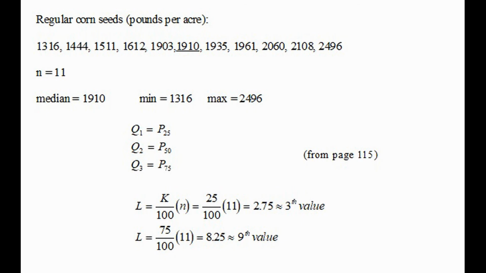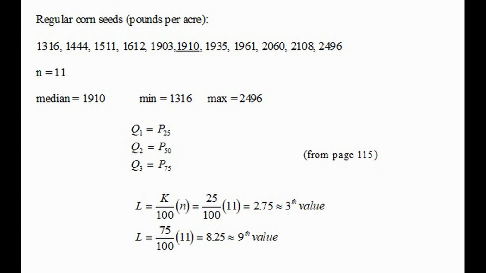We use a formula from page 115 in the textbook, which relates quartiles to percentiles. That is, the first quartile is 25%, the second quartile is 50%, and the third quartile is 75%. The second quartile is easy to understand since it's the 50th percentile. That is, it must be the median, which is 1910.